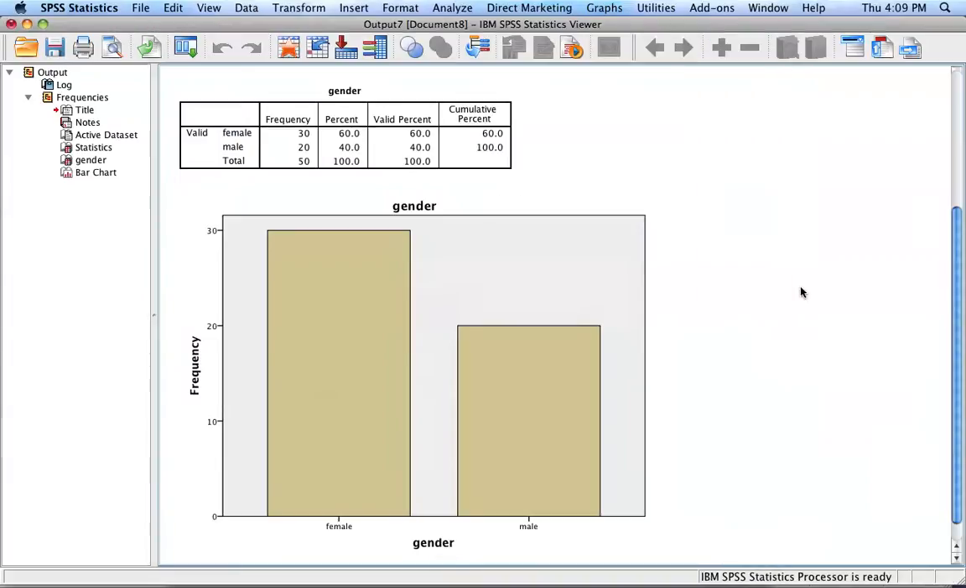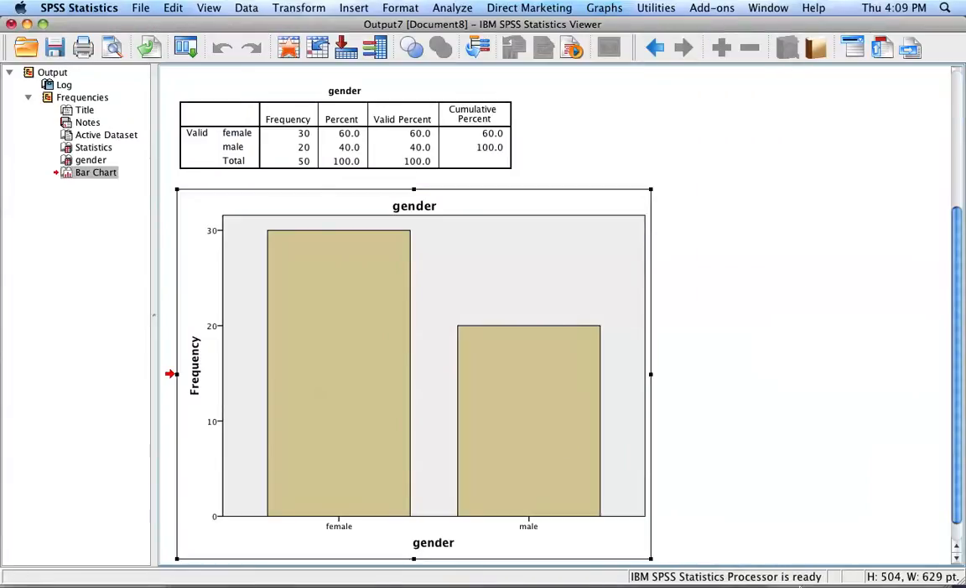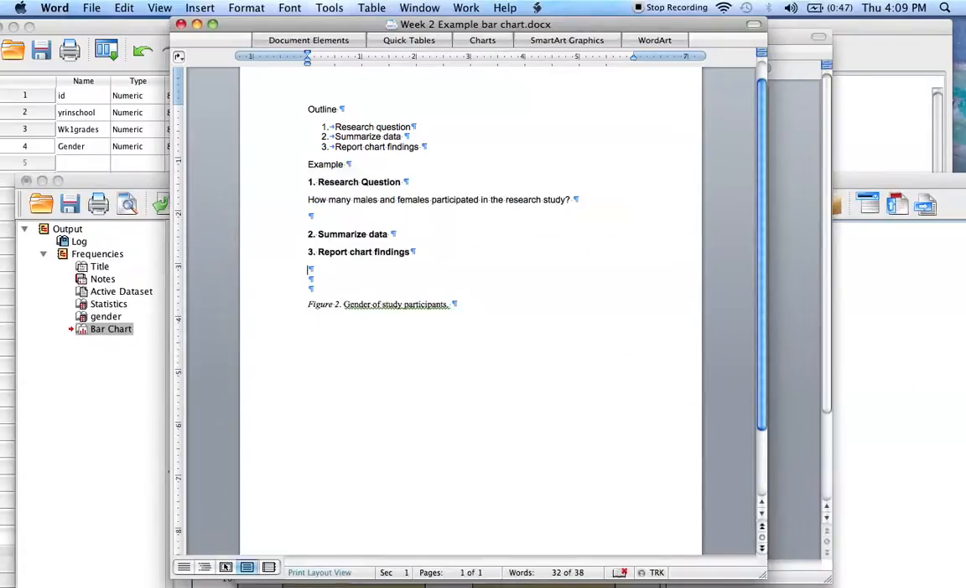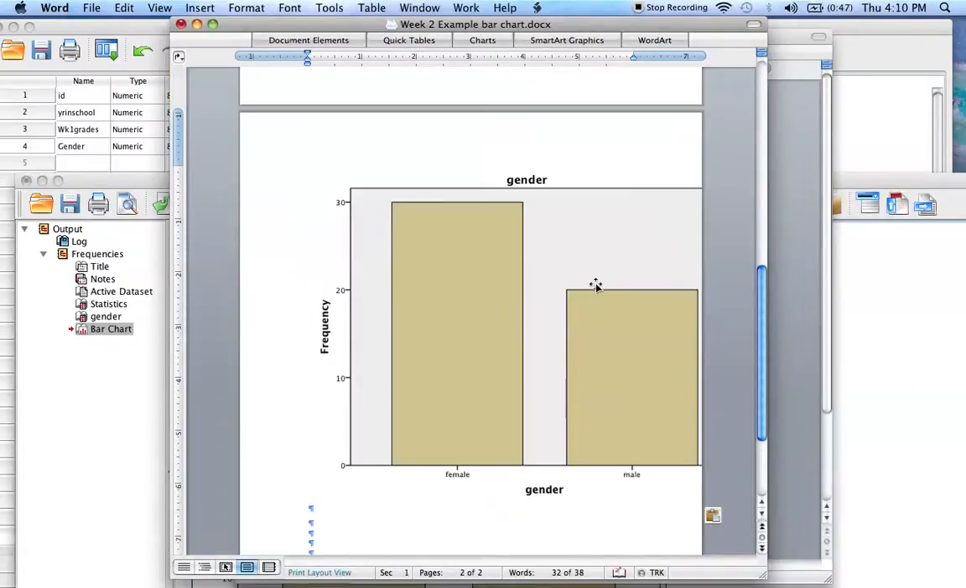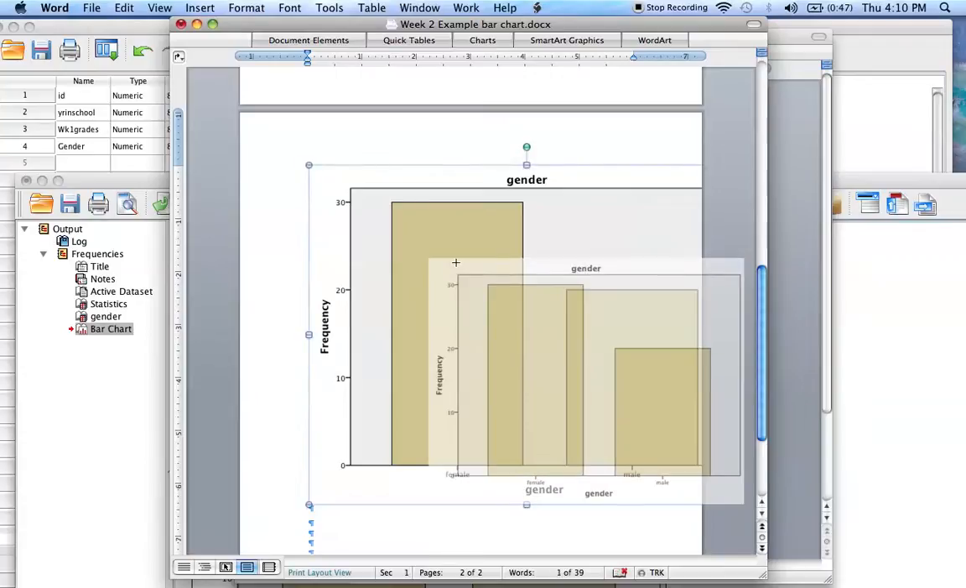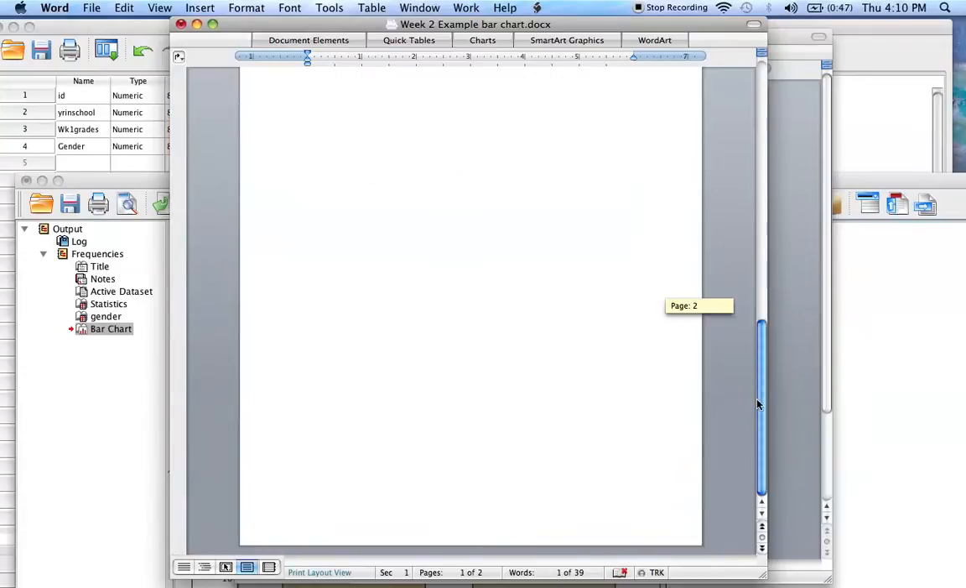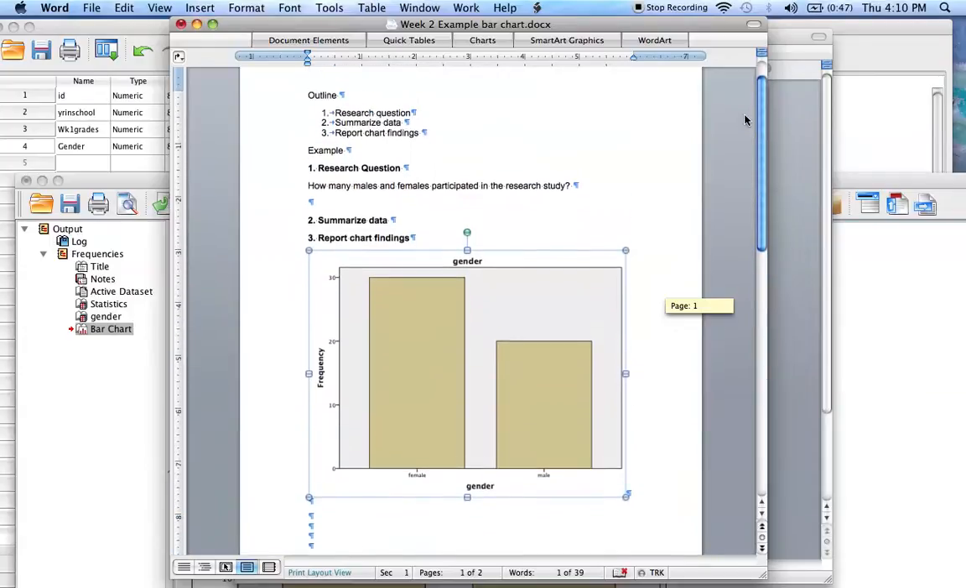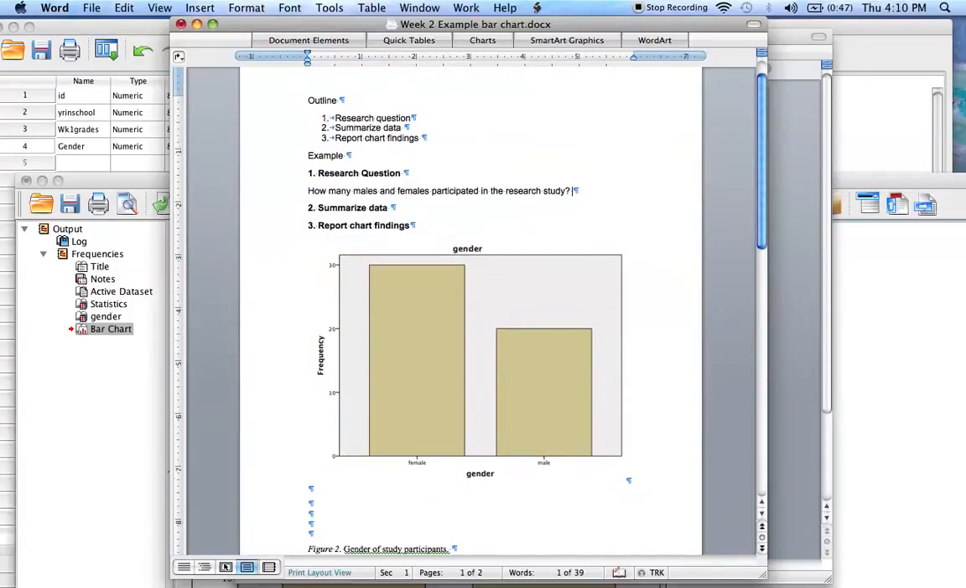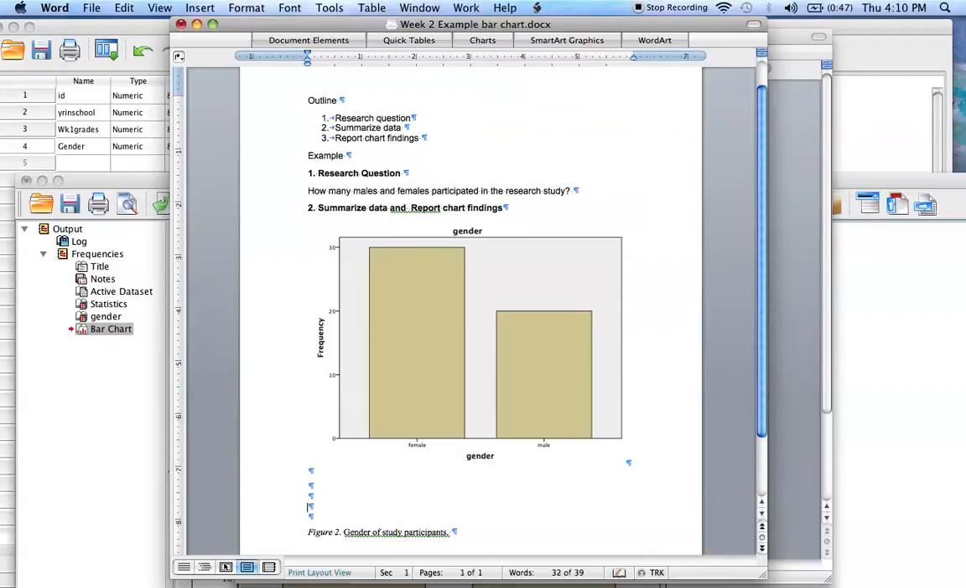So I'm going to combine these two since we really have the same information in both. I'm going to put the chart in here and resize it so it's not too big for my Word document. And like I said, I'm going to summarize the data and report the chart findings. So we're going to call this Figure 2, Gender of Study Participants. Please note that the figure and the number are italicized and the title is not.